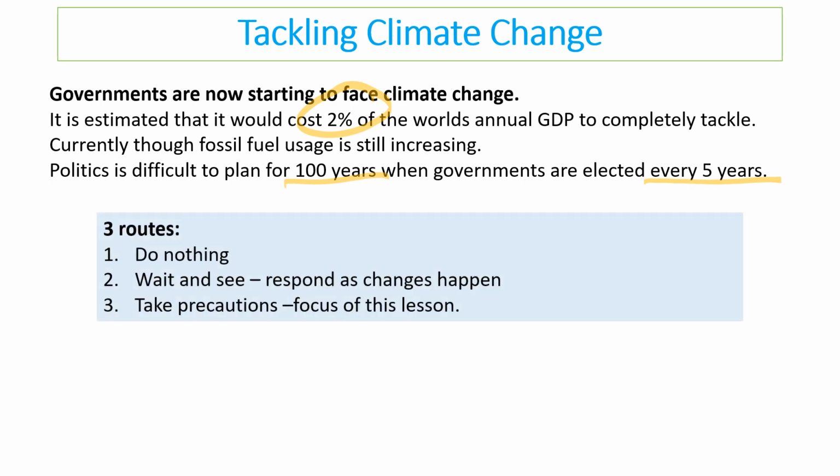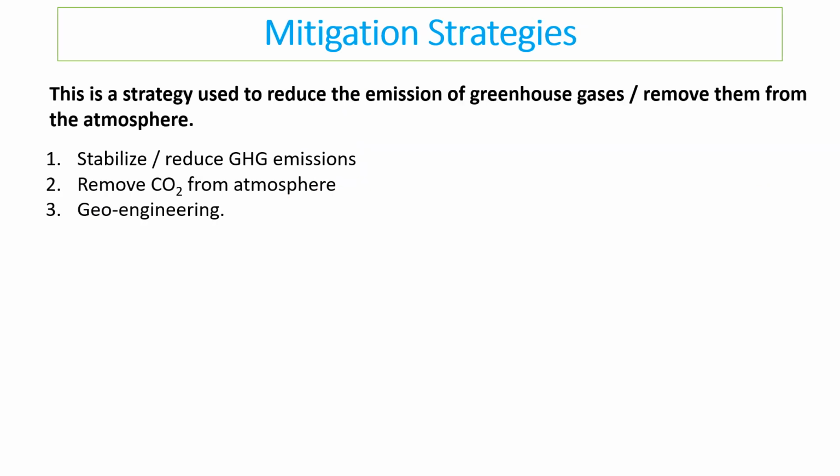There are 3 routes for climate change and how we should tackle it. We could either do nothing, which is obviously not a good idea probably, wait and see but respond as changes happen, or we could take precautions, which is the focus of this. So the first thing we're going to look at is mitigation strategies. Now this is an important word because they will use this word in the exam and ask you to identify different mitigation strategies and evaluate them.